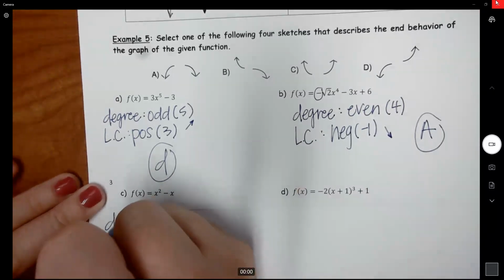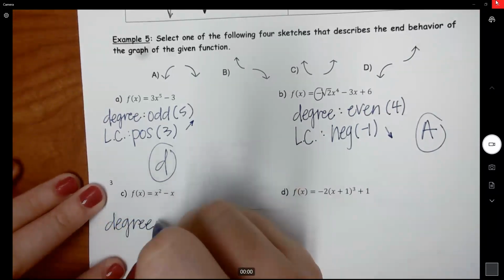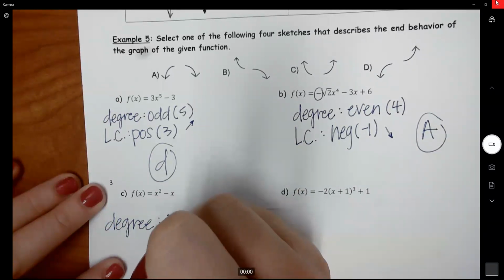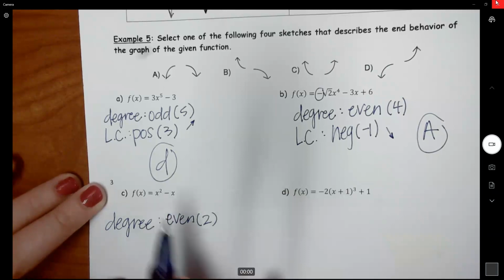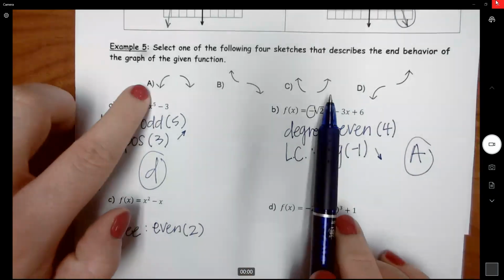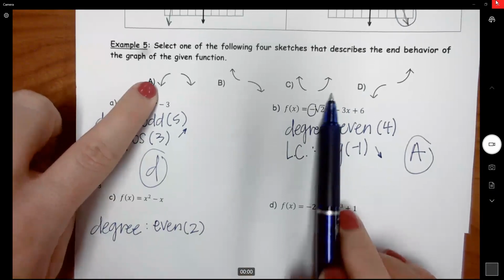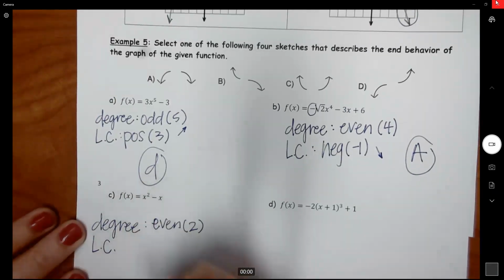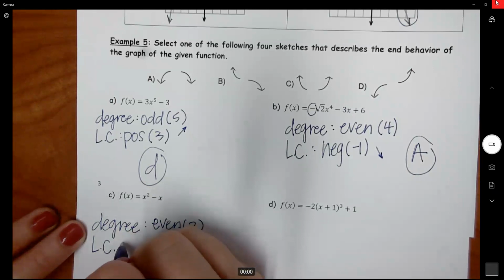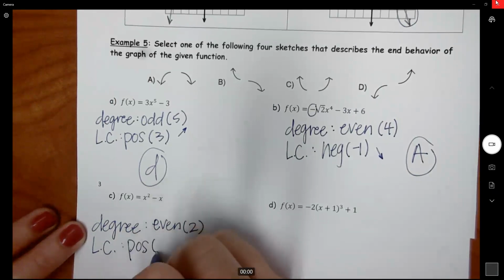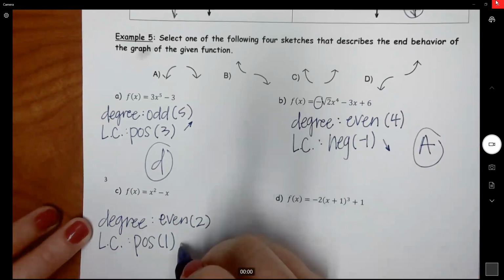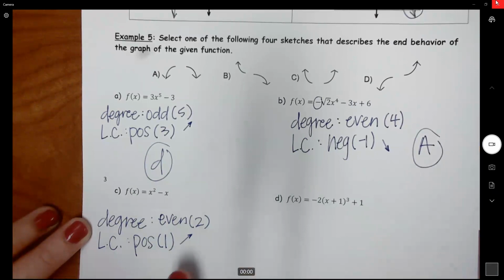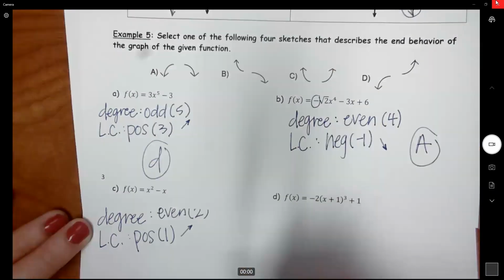Okay, on C, my degree is even again. It is that 2. Even means it starts and ends in the same direction. And then what is that leading coefficient? That leading coefficient is positive. It's just this 1 out front. Because it is positive, that means it's going to end going up. So which one ends going up, but is together because it's even, and that's C.